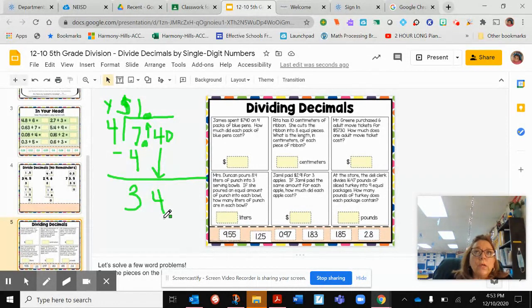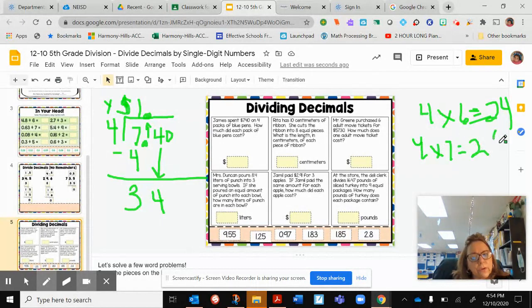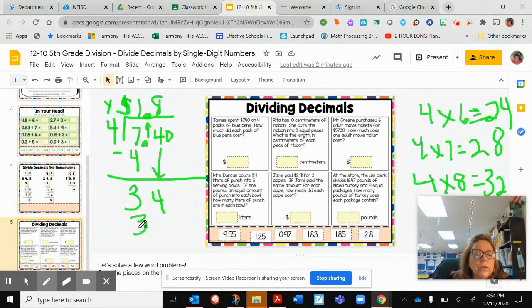I have 4 groups. So 4 times 5 equals 20. 4 times 6 equals 24. I think that's as far as we go. 4 times 7 equals 28. Can I get closer? Another group of 4. 4 times 8. Oops, there we go. 32. That's exactly. So I can have 8 in each group. That gives me 32. That's as close as I can get. I subtract that out. Leaves me with 2.